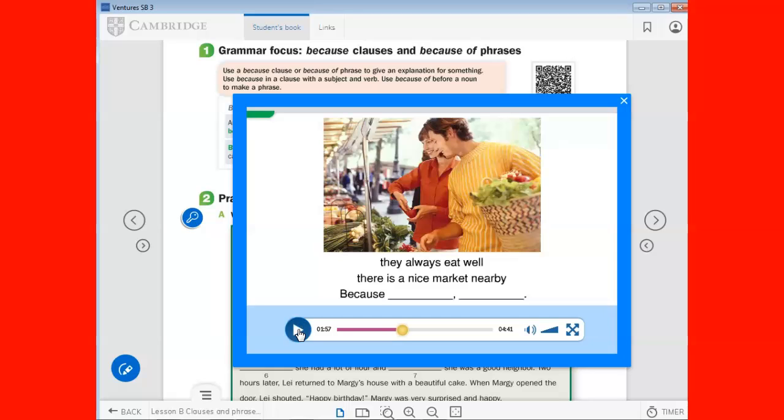Ooh, this one's a little trickier. Can you put this one in the right order? They always eat well because there is a nice market. Good. Now put the because on the front. Because, see how they put it? Because first. So put this one here and this one here. So you would say, because there is a nice market nearby, comma, they always eat well. Because there is a nice market nearby, they always eat well.